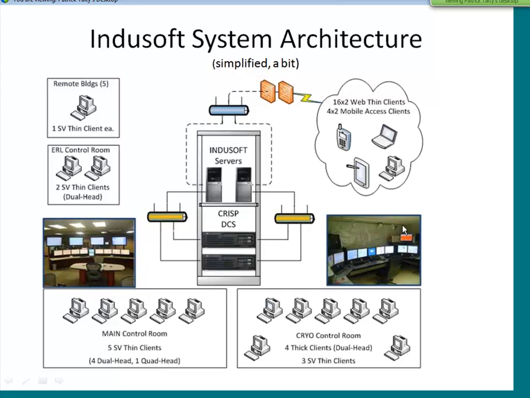So this is the original control room, which is the thick clients, meaning those workstations have the hard key installed, and the communication drivers hit directly on the CRISP DCS to get all their data.